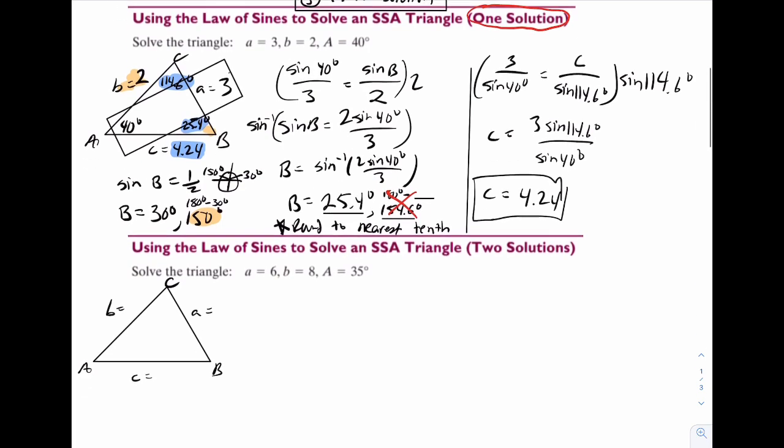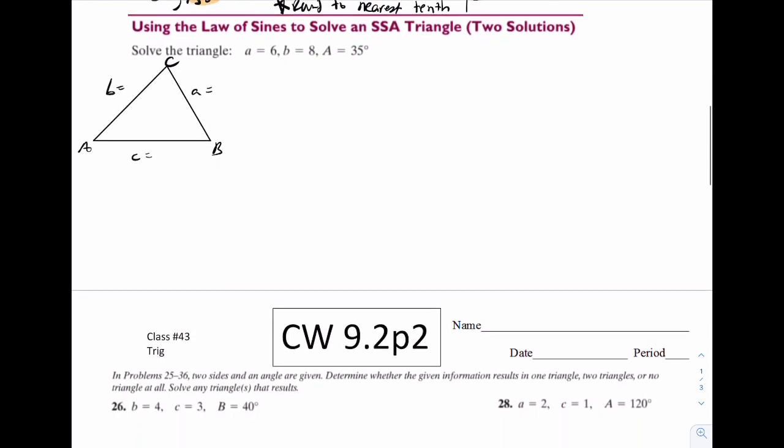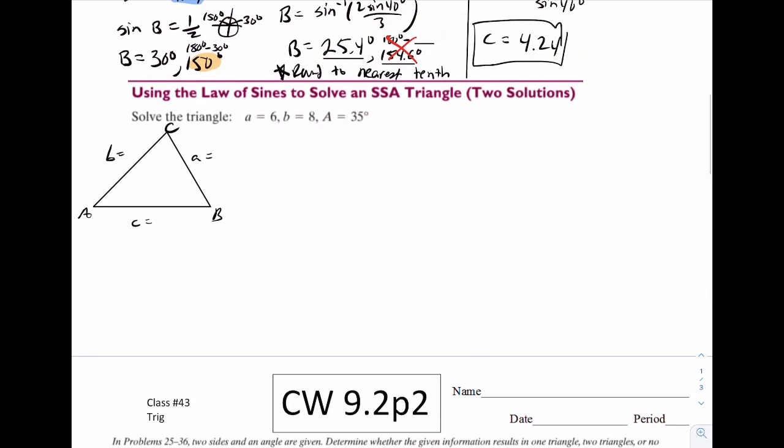Now for the second one, this is going to be the most complex because already we know what's going to happen. This is going to be our two-solution problem. So let's start by just writing it in. A is going to be 6, B is going to be 8, this is going to be 35. And quickly we can already see here's our pair, right? So let's highlight that. Let's put that right there. Okay, so there's our pair.